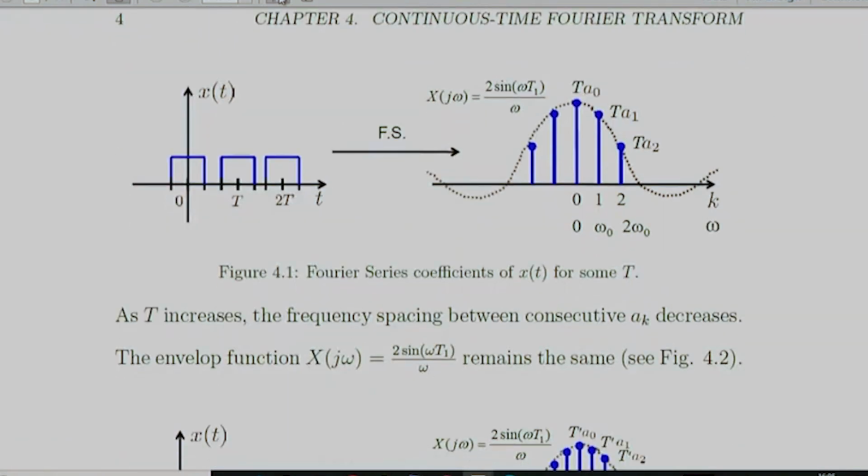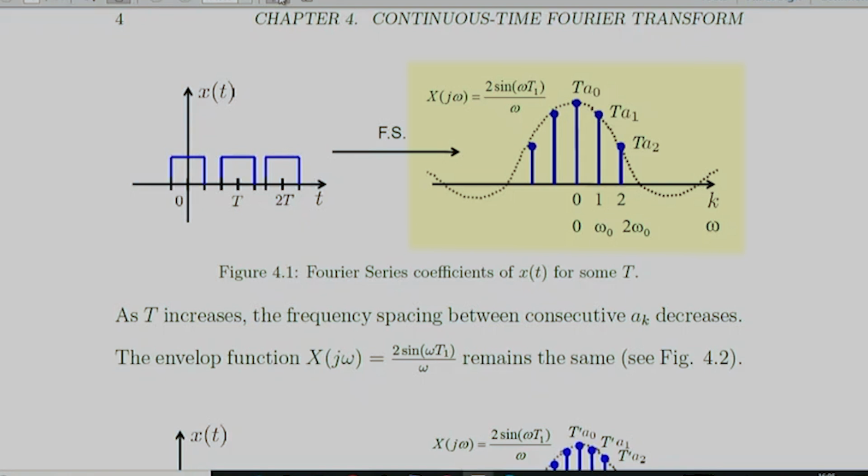And here's the picture. This is where I repeated that signal every capital T. And the Fourier series coefficients, of course, we index them by k, but we can associate with each one of those indexes the associated harmonic. So 1 would be the first harmonic omega naught, 2 would be the coefficient that belongs to the second harmonic 2 omega naught. And the picture basically looks like this. Here's my sinc function, sine of omega t1 over omega. So it's going to be decaying ripples. And then these are the values of the normalized coefficients.